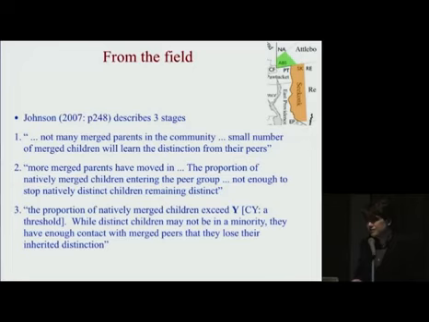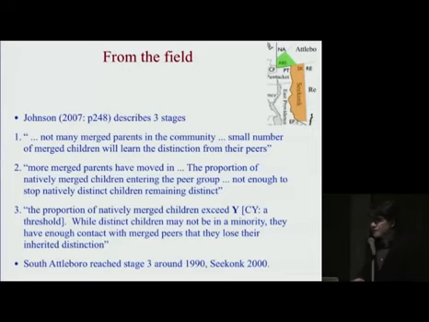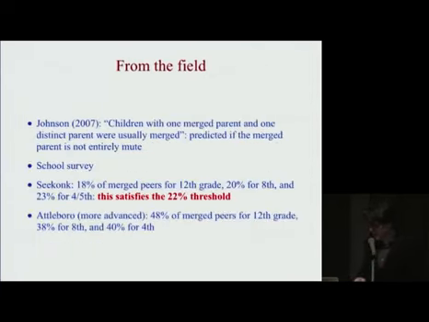22%. So let's see if this is right. Among the towns that he's looking at, some of them reached the threshold, reached stage 3, namely everybody became merged. Some of them by 1990, some of them by 2000. For 2000 he actually got the demographic data, as I show here.